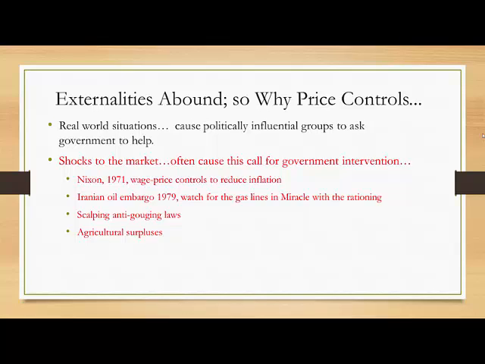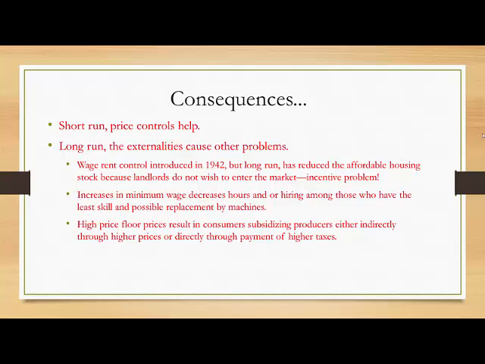If price controls cause externalities, students will ask why governments implement them. Federal, state, and local have all used them. I explain that real-world situations cause individuals to ask for help from their government officials. Market shocks often cause this. The consequences are important. In the short run, price controls help, but cause externalities which in the long run cause additional problems. Higher price floor prices end up being passed on to consumers as we pay a higher price. If an agricultural subsidy is used, consumers often pay higher taxes, or society faces increased deficit spending.